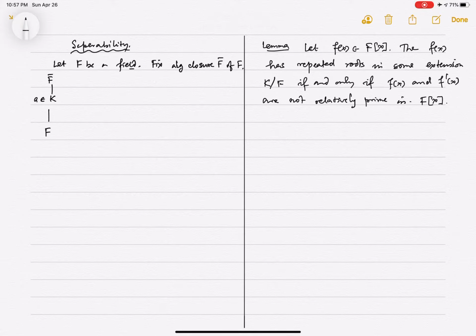And whatever algebraic extension I consider, I'll always consider it to be a sub-extension of F bar. And this doesn't cause any loss of generality, because if you give me any algebraic extension of F, we know that there is some subfield of F bar that is isomorphic to it.